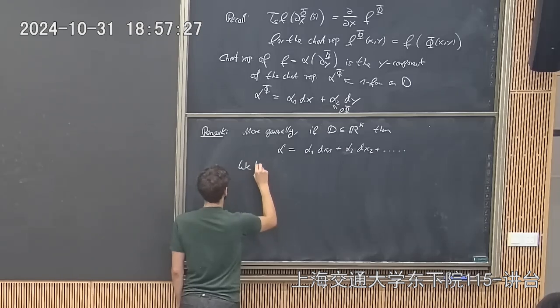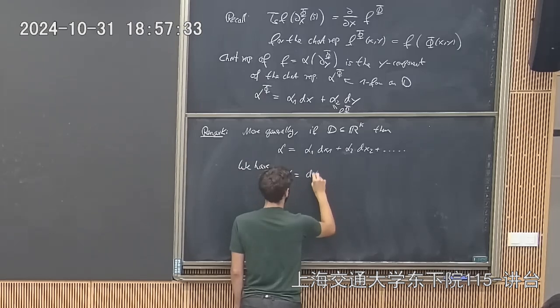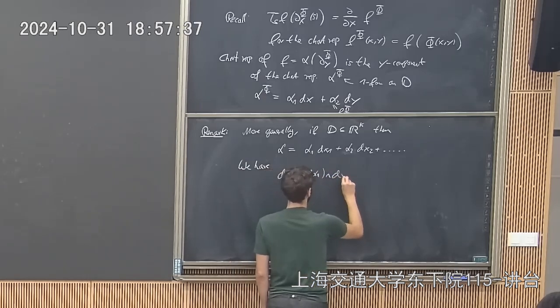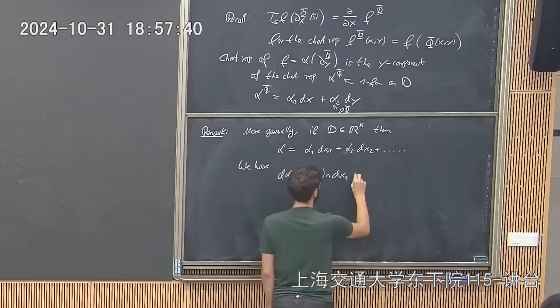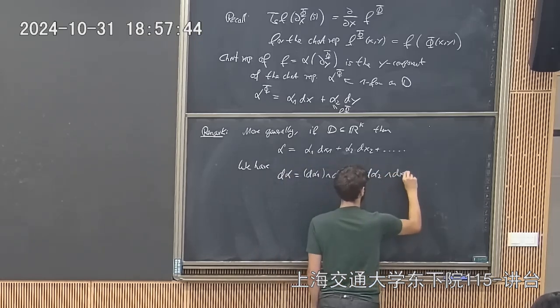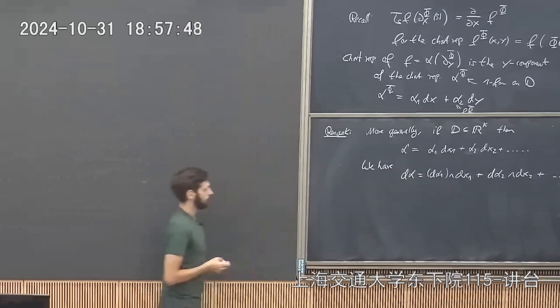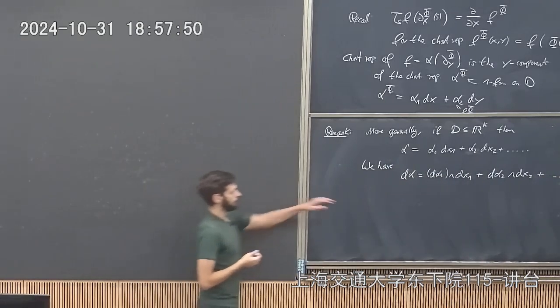And if you have an expression like this, what we always get is that d alpha is d alpha 1 wedge dx1 plus d alpha 2 wedge dx2 plus, and then it keeps going on like this.